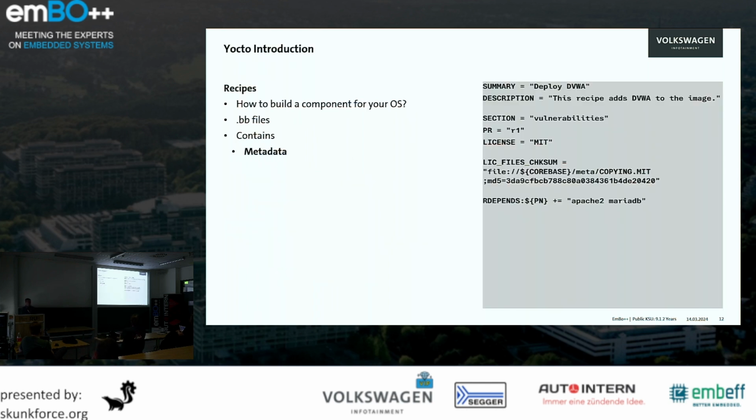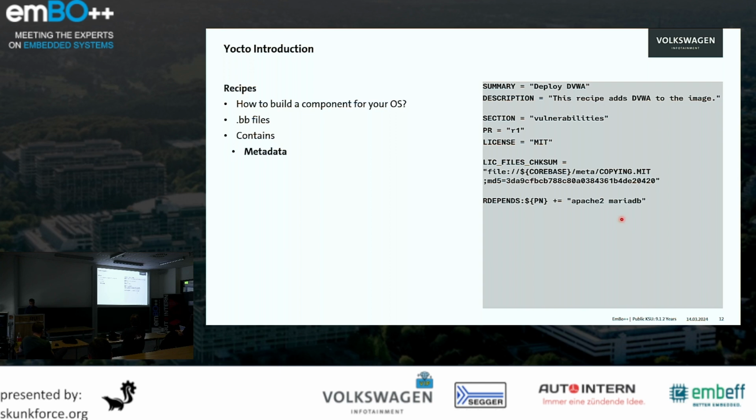And yeah, inside of these layers, you have recipes. This is basically describing how you build a component for your operating systems. They are then consumed by BitBake and build. They start with a bit of metadata. So you have summary, description, also a license file, which is quite nice if you use it in a corporate context, because you can be license compliant.